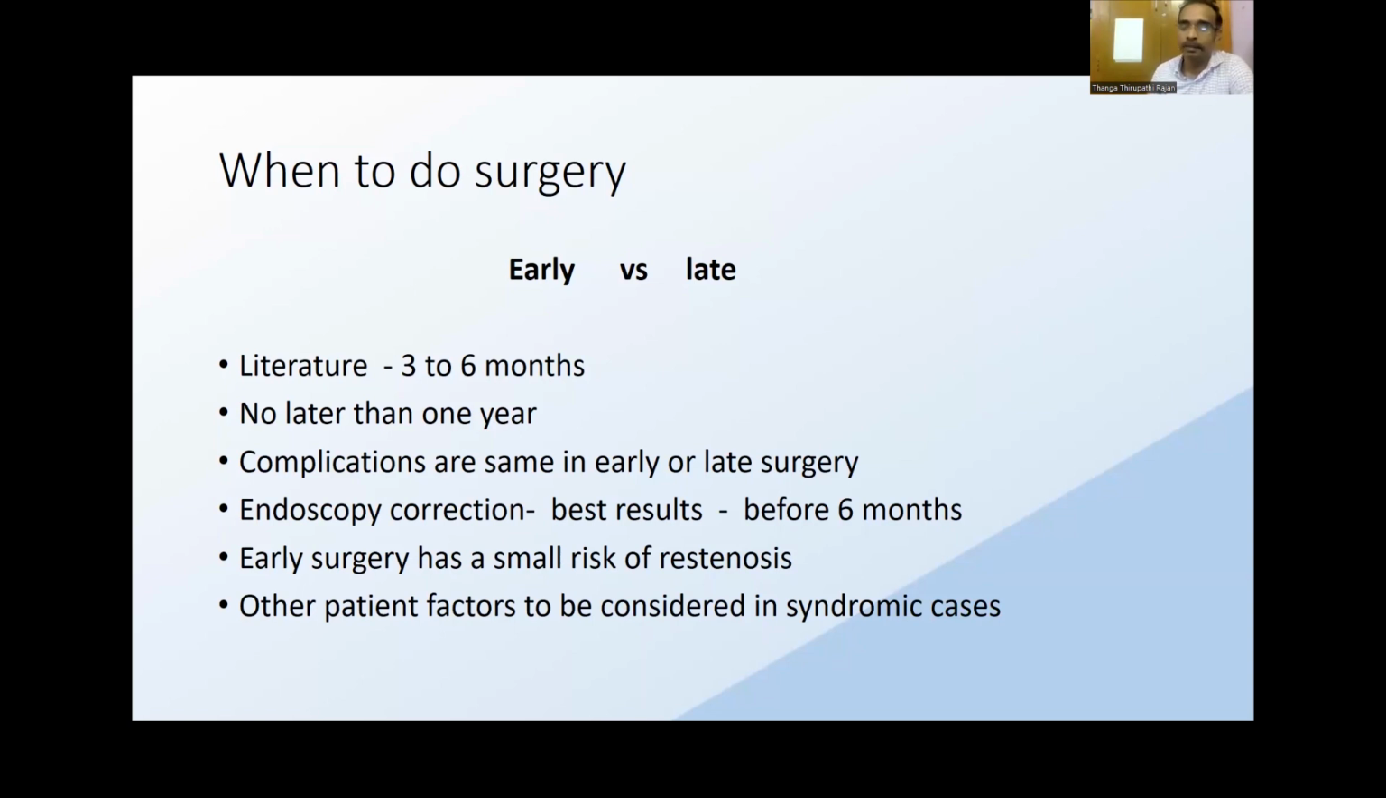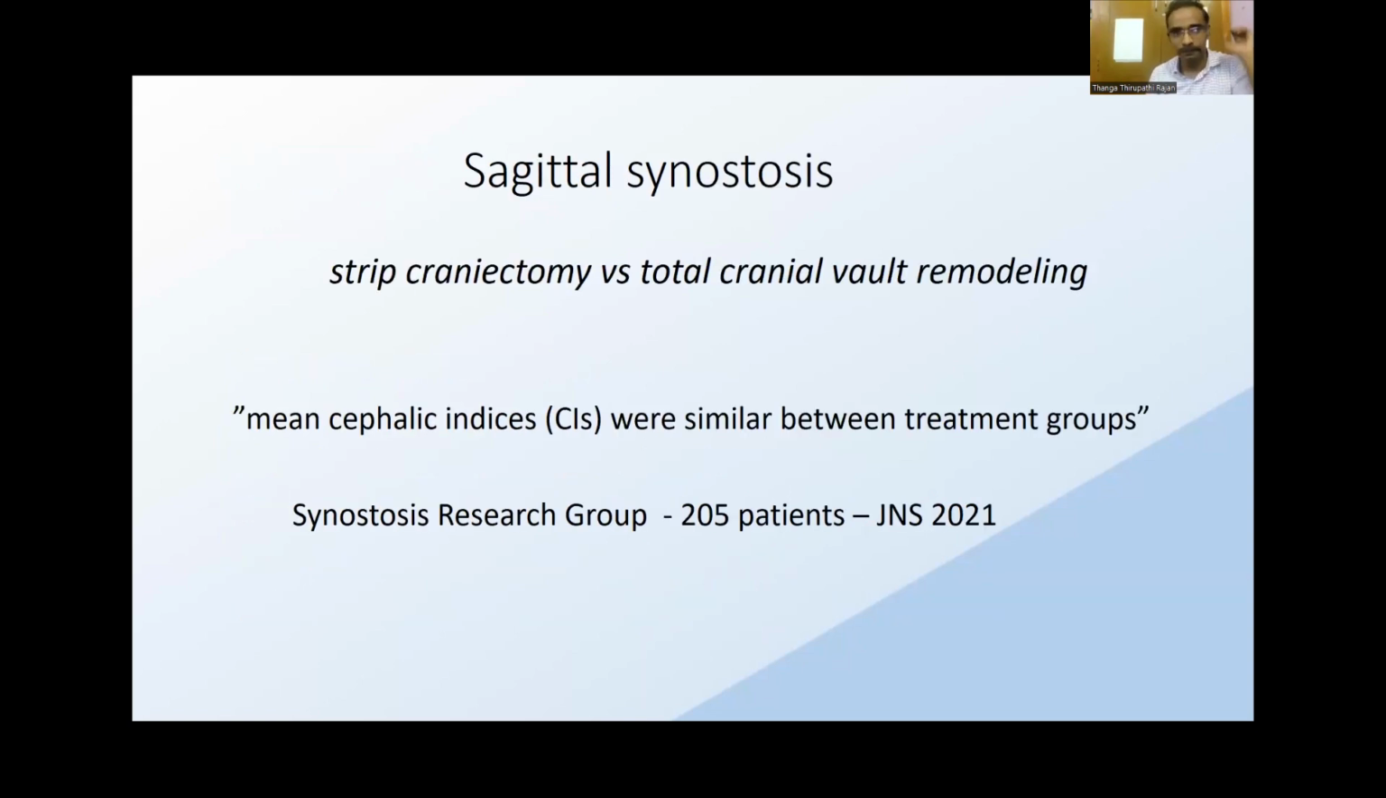So all these things have to be considered in syndromic cases. Now regarding sagittal synostosis, strip craniotomy versus total cranial vault remodeling. Strip craniotomy means the endoscopic approach. Total cranial vault remodeling is the open approach. So what is the difference?